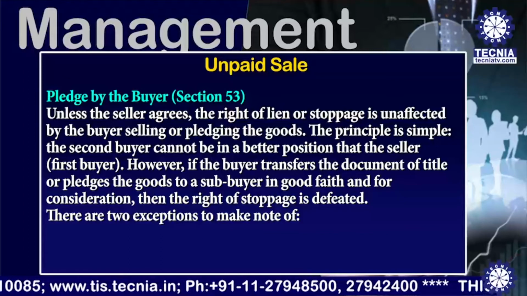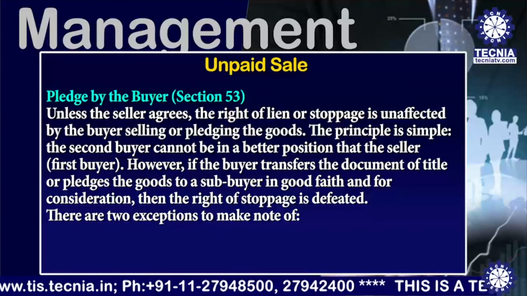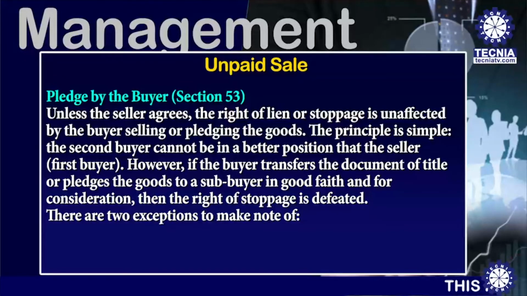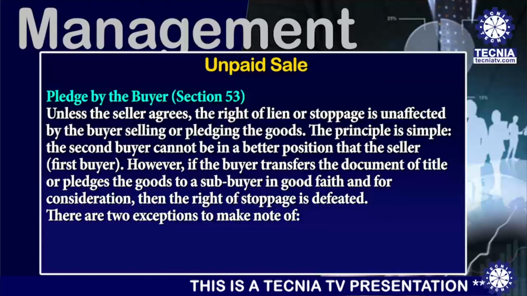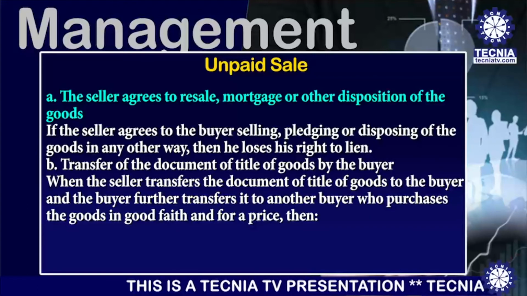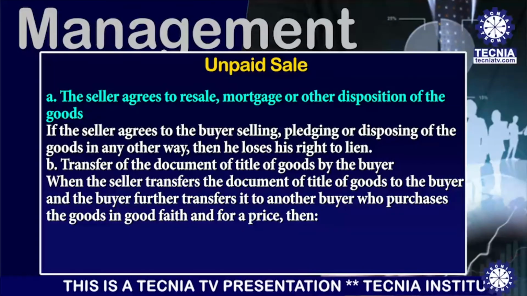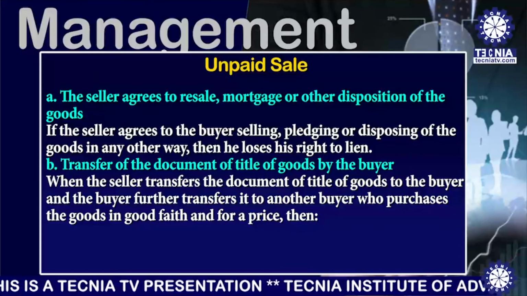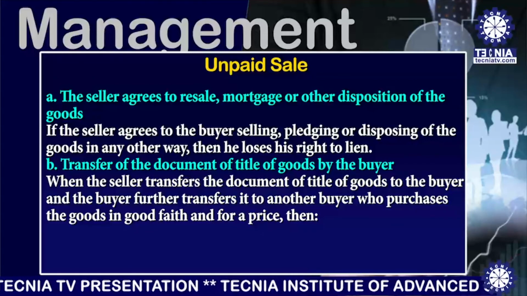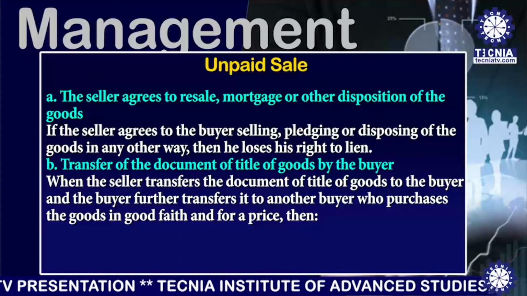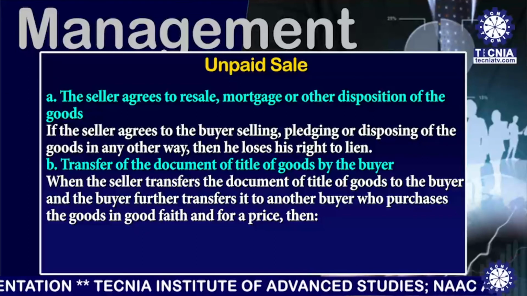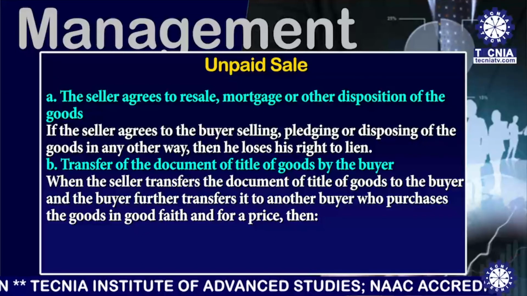However, if the buyer transfers the document of title or pledges the goods to a sub-buyer in good faith and for consideration, then the right of stoppage is defeated. There are two exceptions to make note of. Number one, the seller agreed to resale, mortgage, or other disposition of the goods. If the seller agreed to the buyer selling, pledging, or disposing of the goods in any other way, then he loses his right of lien.